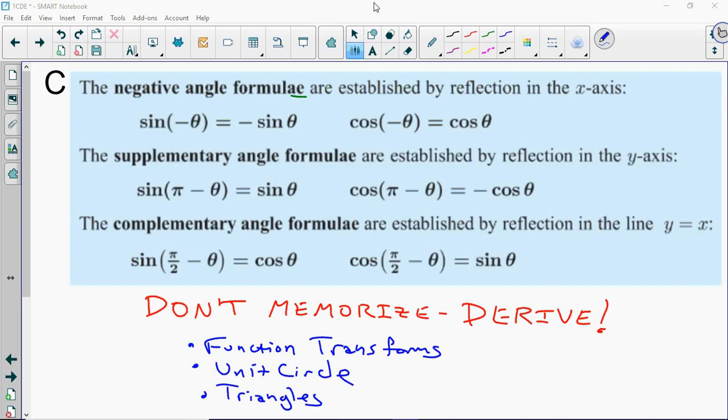So like I said, if you're dealing with some of these, you basically have three different options here: function transformations, unit circle, or thinking about triangles, whichever one you like best. Although there actually is also a secret fourth option that works really well for a few of these, and that is to use other identities that actually are in the formula book. So we'll see that in just a second.